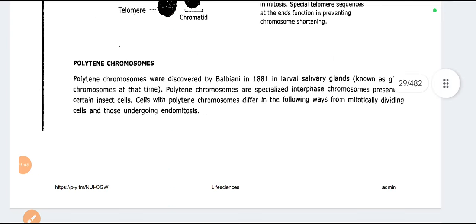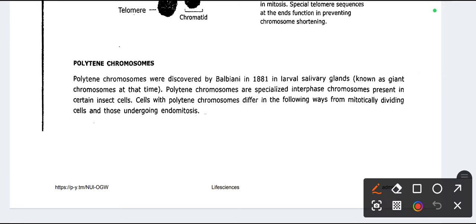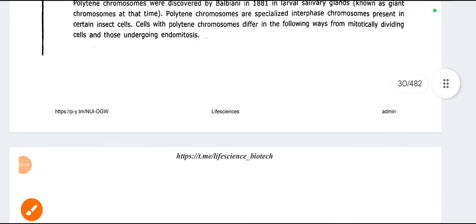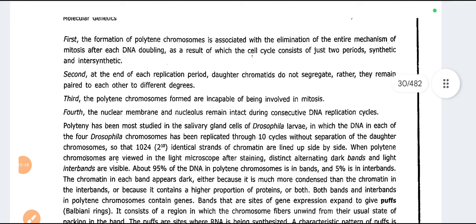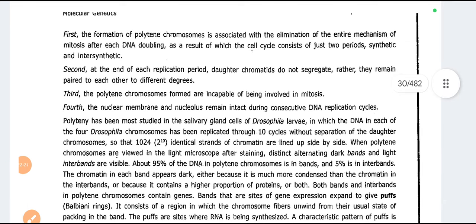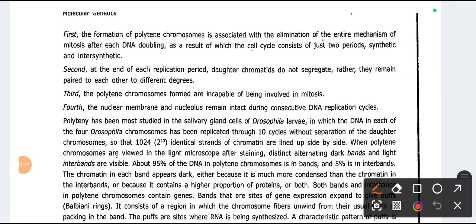So next we come to polytene chromosomes. They were discovered by Balbiani in 1881 in larval salivary glands, known as giant chromosomes at that time, and they are specialized interphase chromosomes present in certain insect cells, and differ from other mitotically dividing cells and those undergoing endomitosis. So in what ways do they differ? Polytene chromosomes are associated with the elimination of the entire mechanism of mitosis after each DNA doubling.